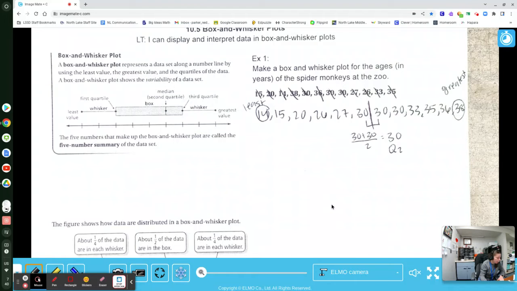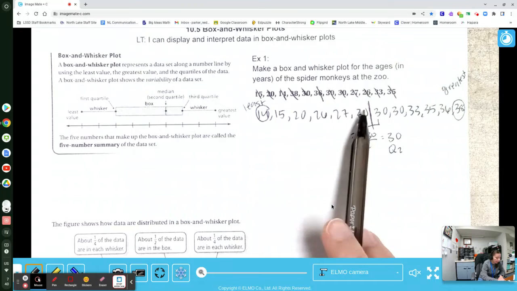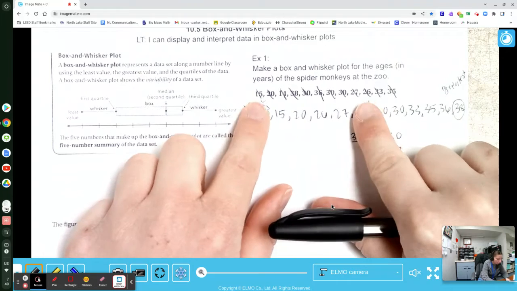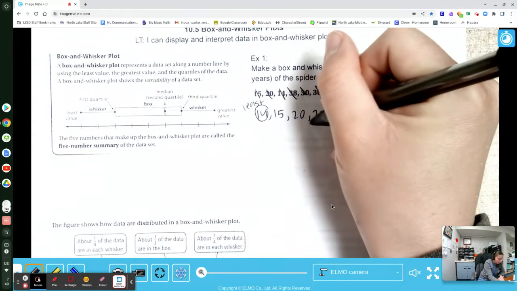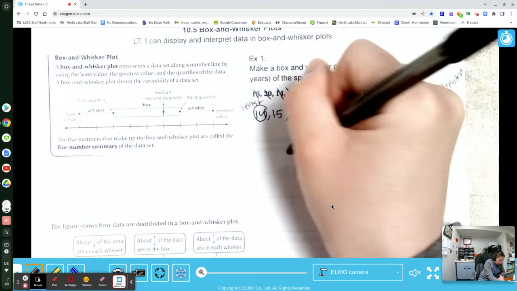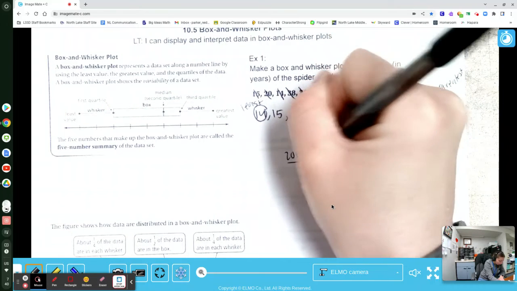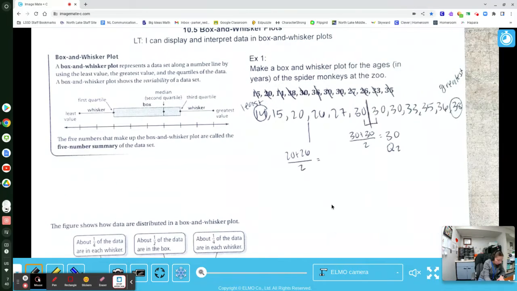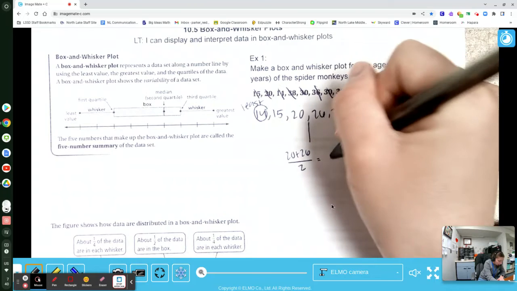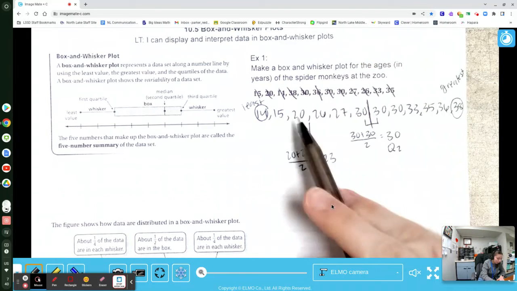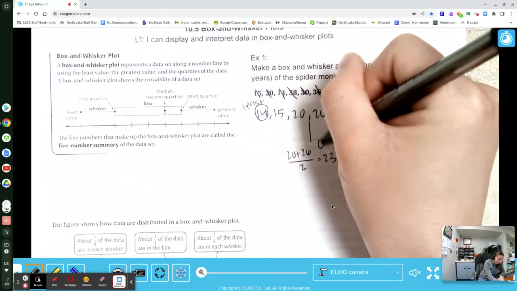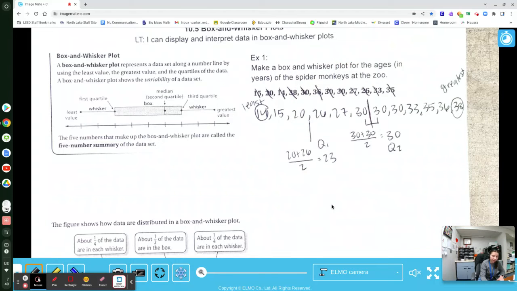Now I need my first quartile and my third quartile. So my first quartile is the median of the lower half only. Again, there's 2 numbers in the middle, so I'm going to take both, add them, 20 plus 26, and divide by 2. That's going to be 23. And that's what's halfway between 20 and 26, so that makes sense. So that's quartile 1.